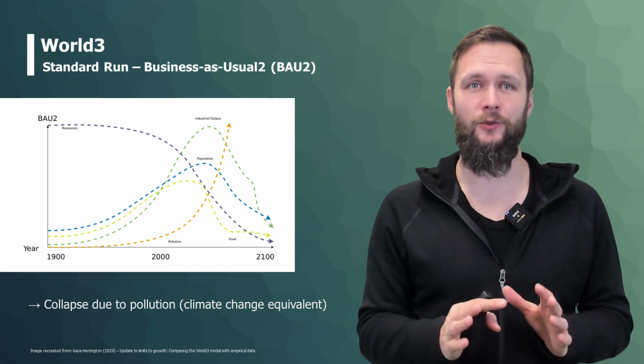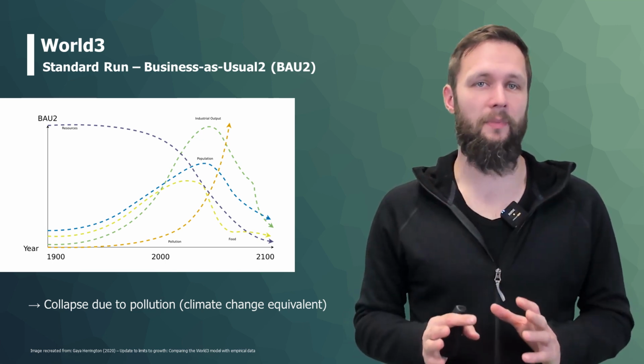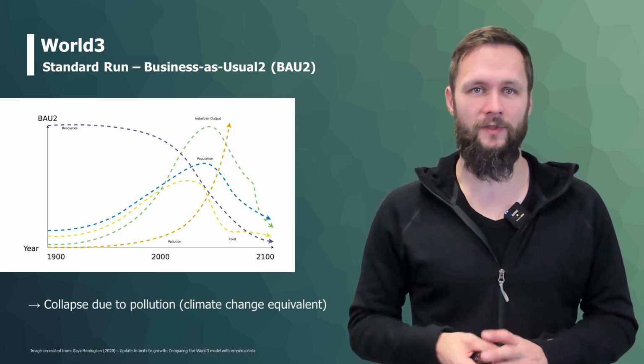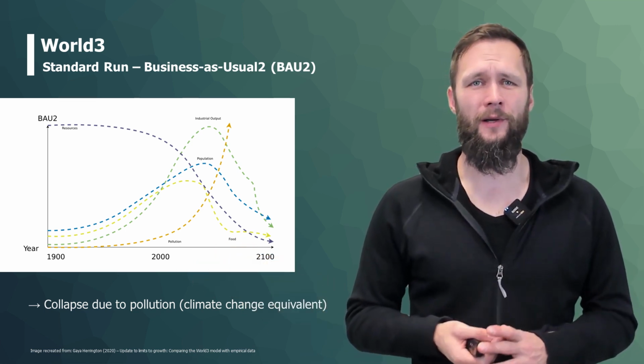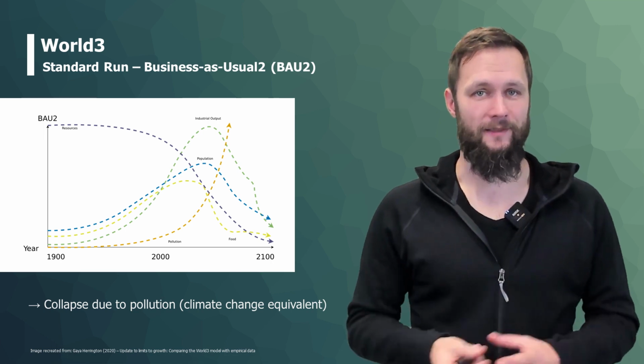So business as usual 2 model, still a big problem. Just doubling our resources, e.g. by recycling, doesn't really solve our problem. It seems to rather make this problem more difficult.